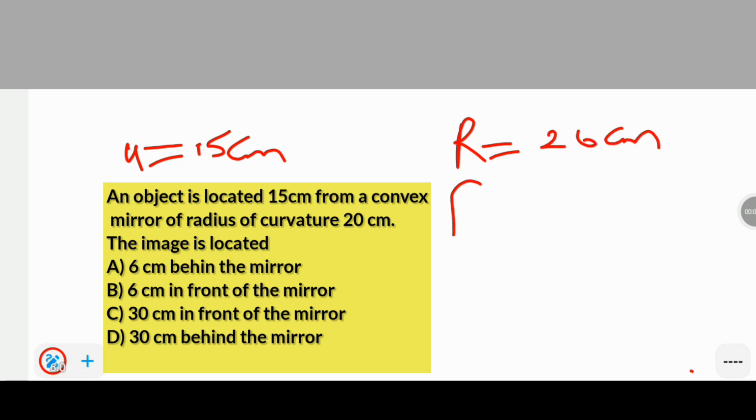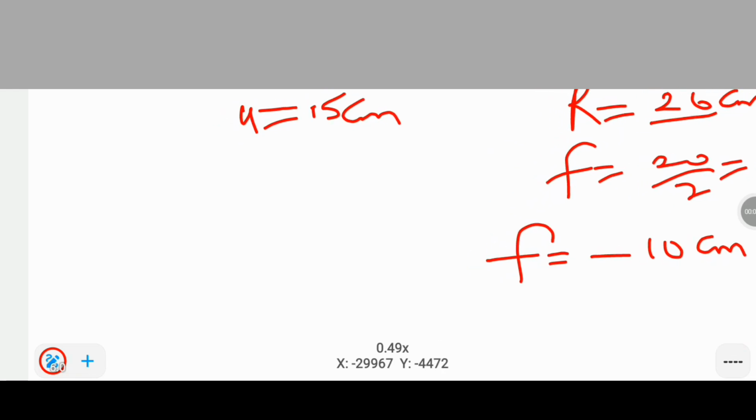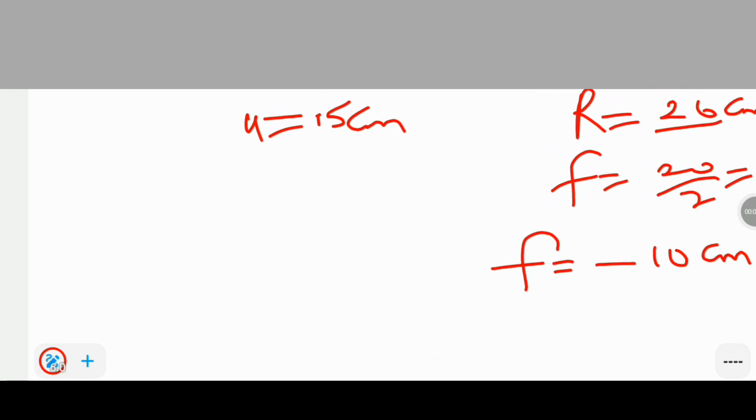So you need to find f, which is the focal length. Divide the 20 by 2. So 20 over 2 will give you 10. But since this is a convex mirror, the focal length must be negative. So our f is minus 10 cm. Now we'll put everything into the mirror formula because we need to find v. The mirror formula is f is equal to uv over u plus v.